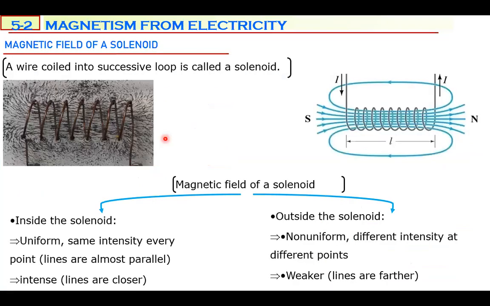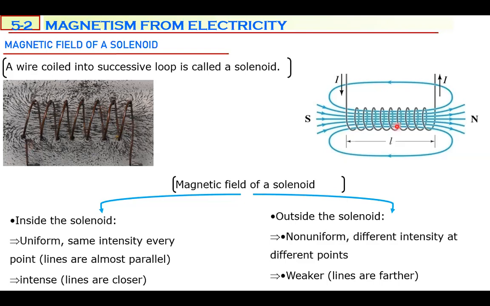The next one is the solenoid. A solenoid is another important device which can produce a magnetic field using a current-carrying wire. The definition of a solenoid is a wire coiled into successive loops. So it's a coil, but not so close. As you see, you make this coil longer than the others, I mean, just loops. So a solenoid has a length too.